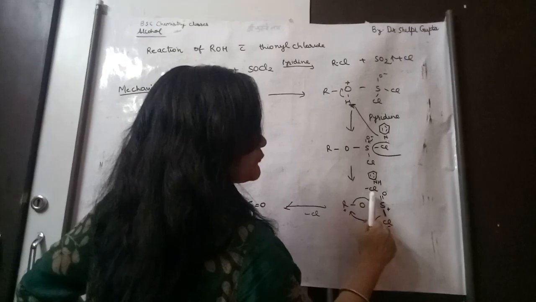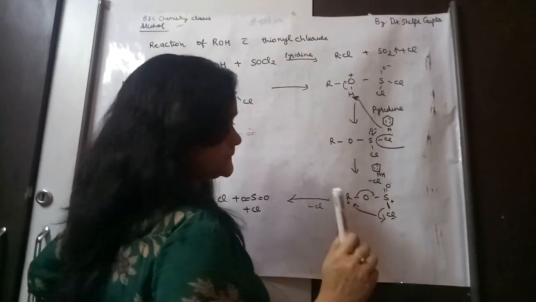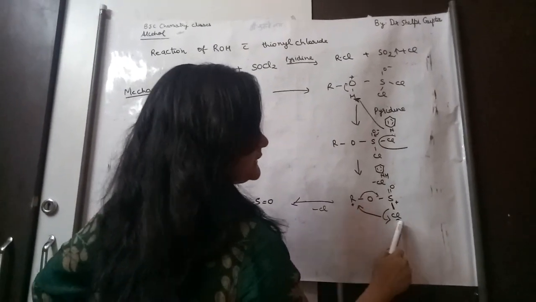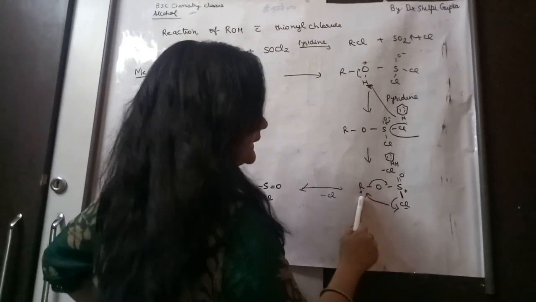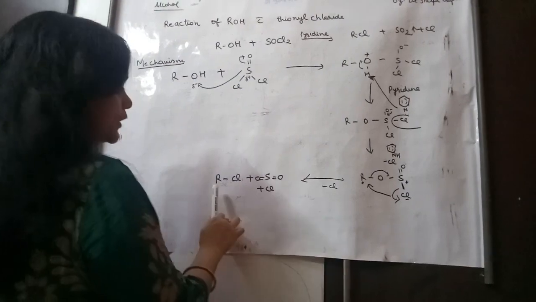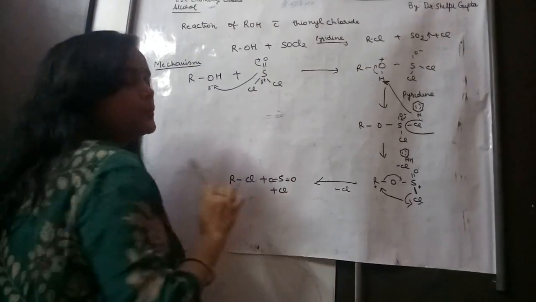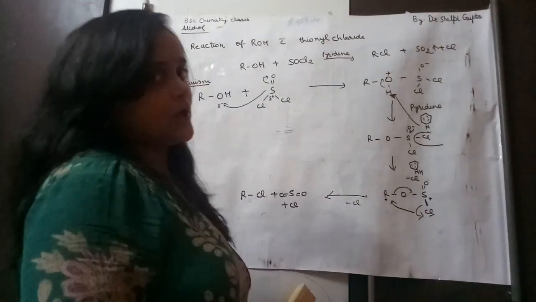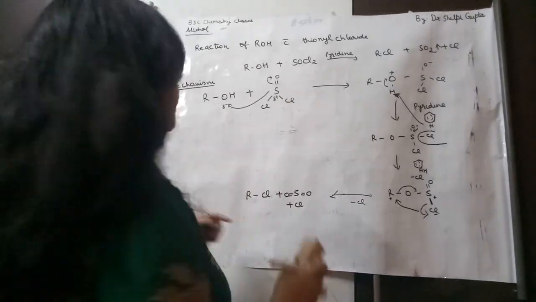When it will take the bond from here, bond means lone pair of electrons, then the Cl will attack on the alkyl group, because the alkyl group will get positive charge, and what is formed is RCl plus SO2 plus Cl. Understood? Now we will come on the next reaction.